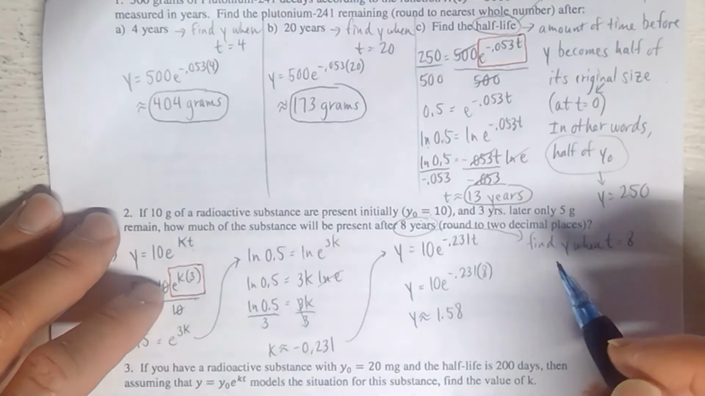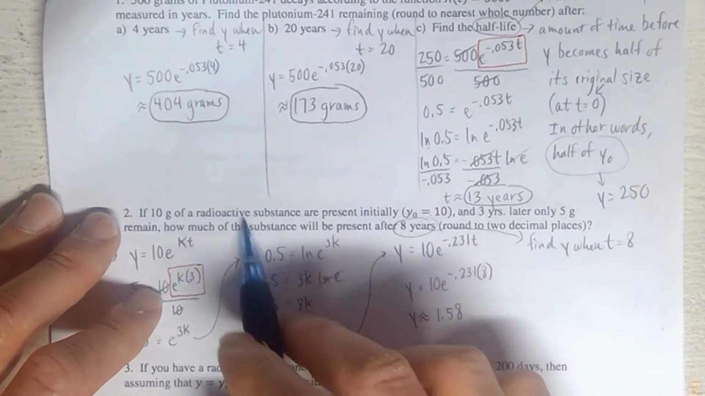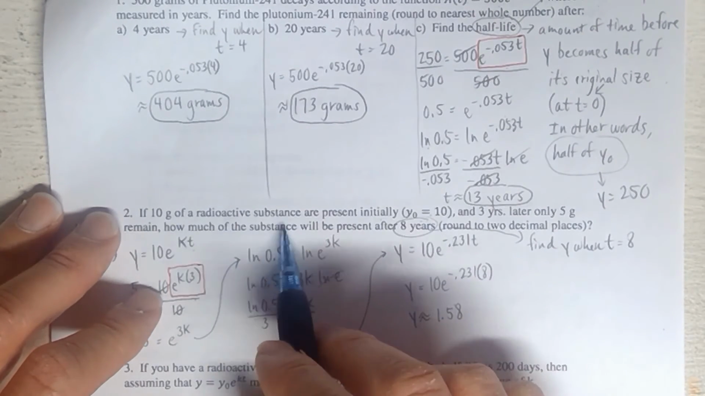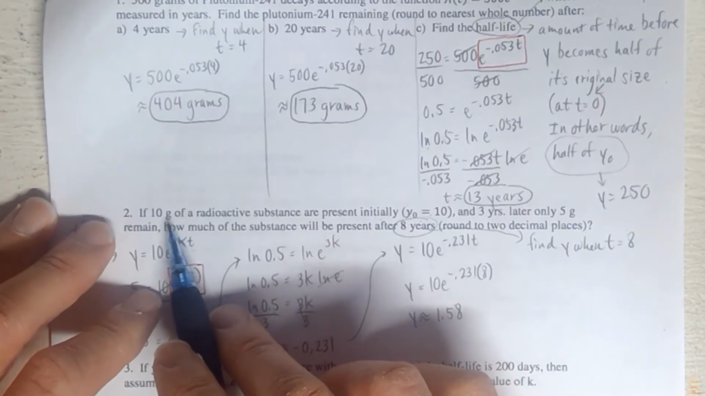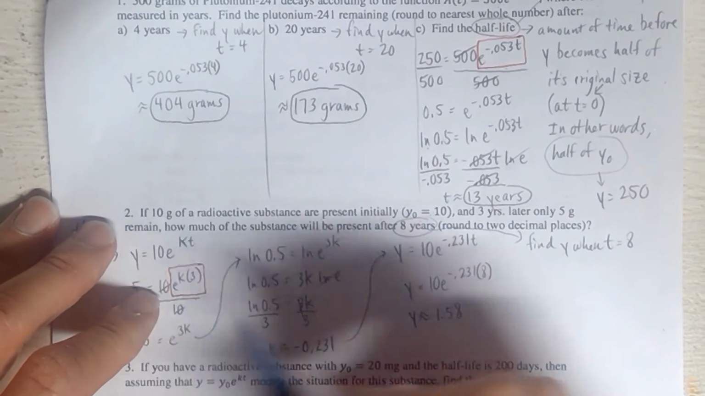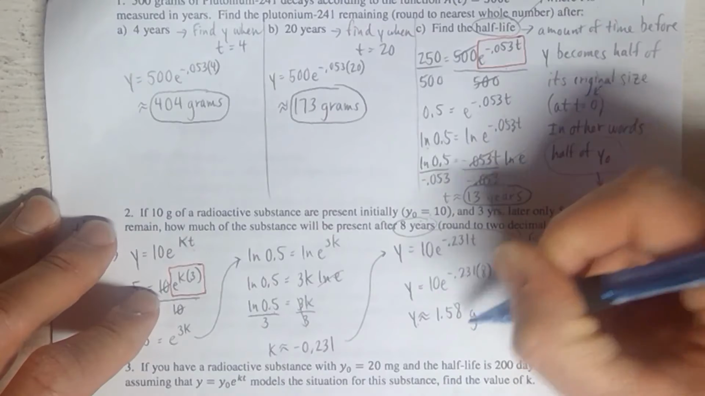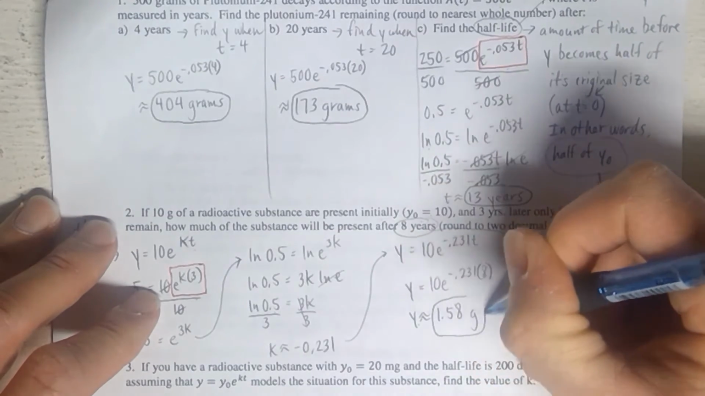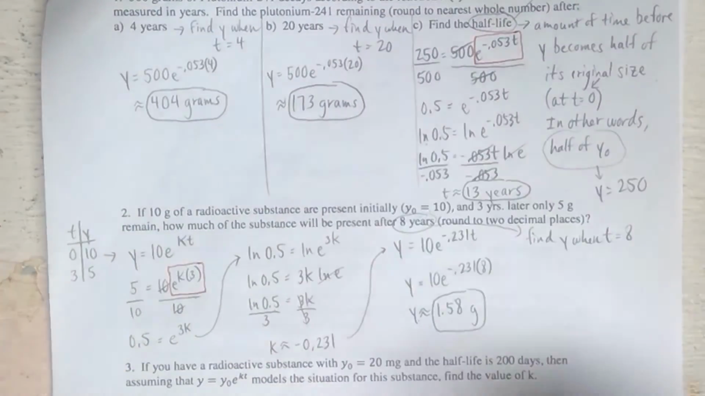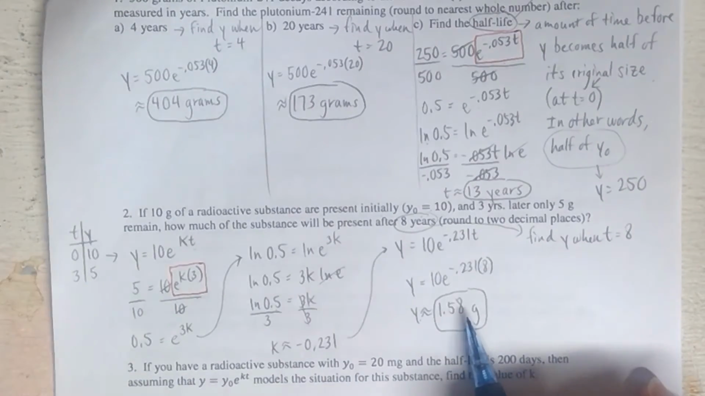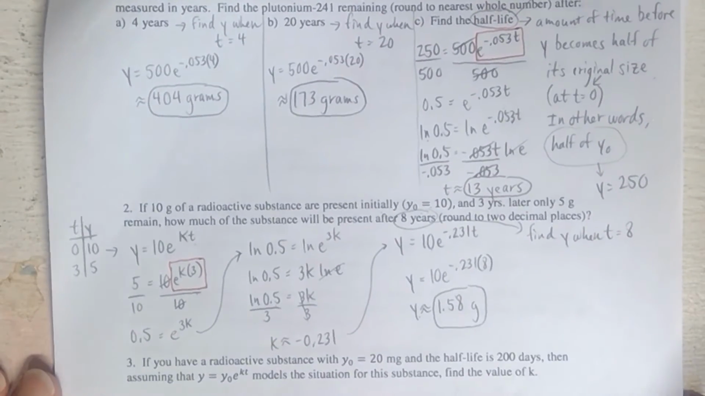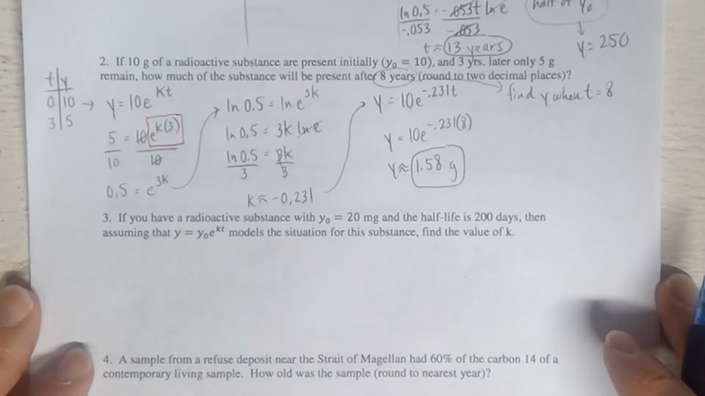Again, y is the radioactive substance. How is the radioactive substance measured? It's measured once again in grams, G for grams. You can say G for short if you want. And there you go. So that's how much of that radioactive substance is still left after 8 years.